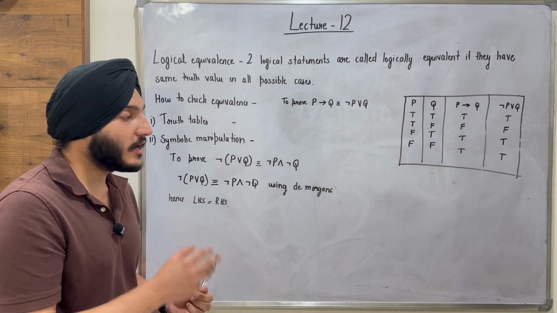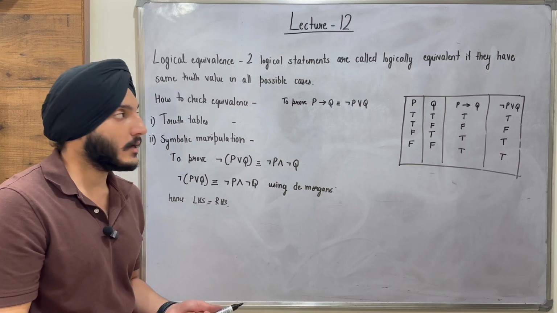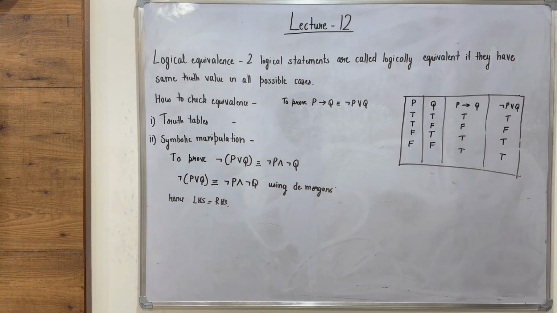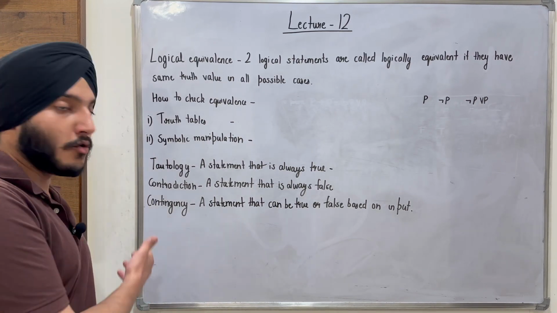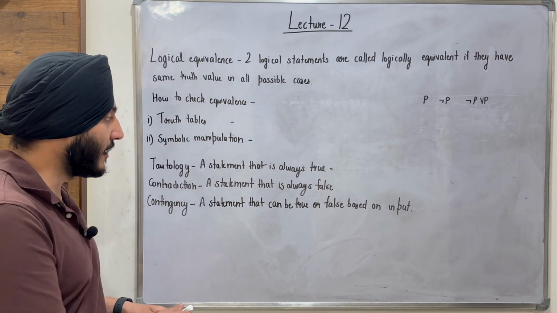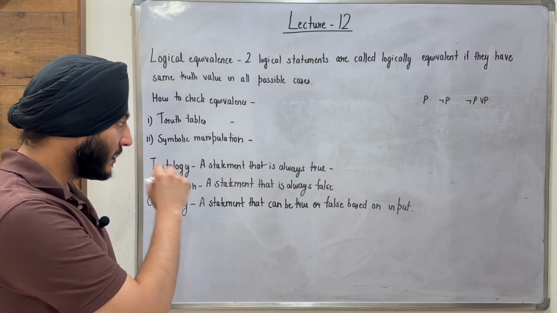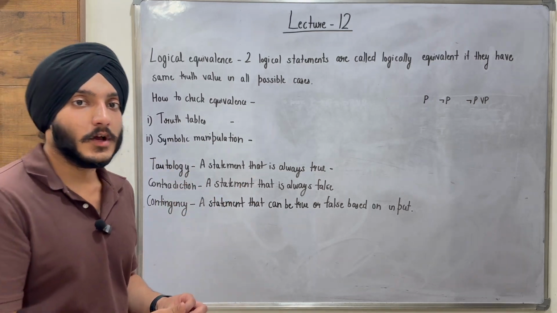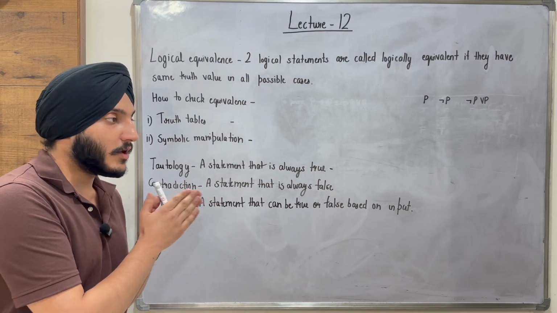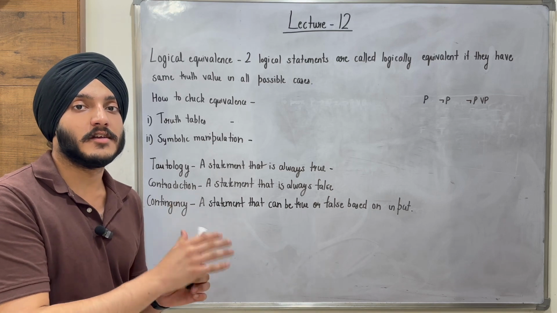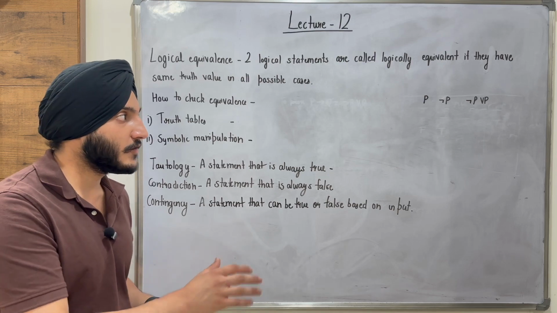Now let's try to understand three different concepts, which are tautology, contradiction, and contingency. Let's understand what a tautology is, and what a contradiction and a contingency are. These are very basic to understand. A tautology is a statement that is always true. It is a logical statement such that whatever inputs I put into it, it always results in a true value. So whether I input a true or a false value, it's always going to result in true.